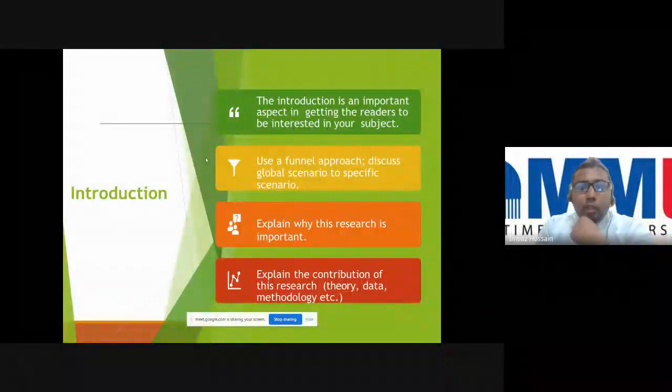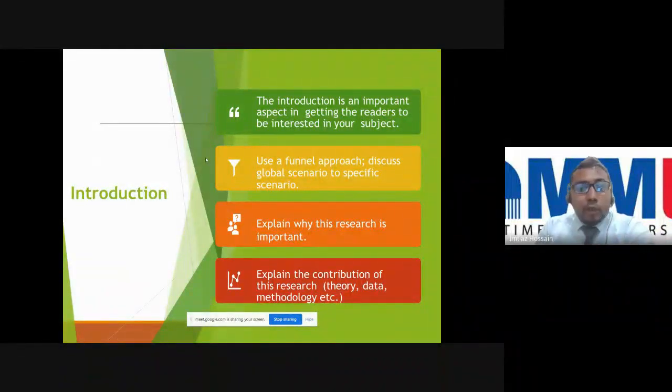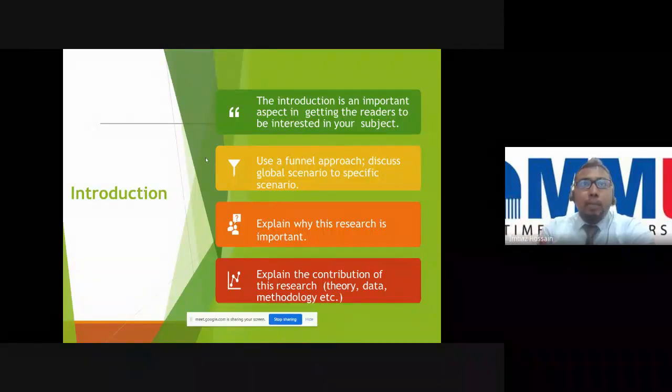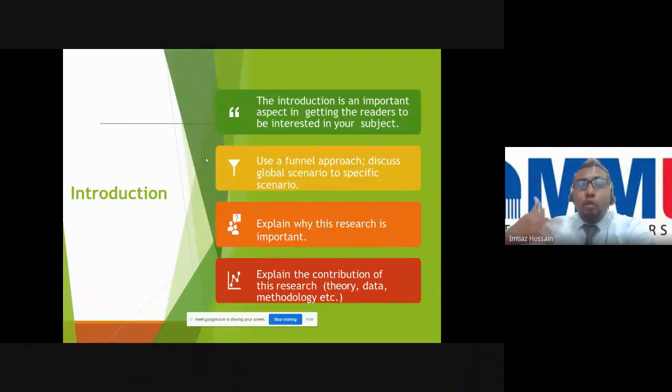In the introduction, actually, what will be the content? The introduction is a very important aspect for getting interest in the subject. The readers will read the introduction. Then if they feel they have a problem or issues, they feel motivated to go to the next stage.